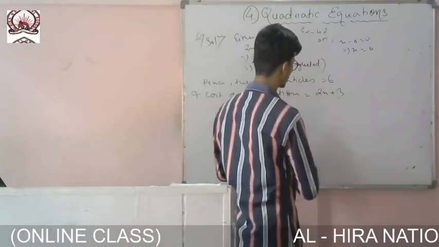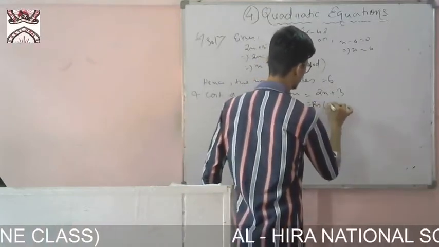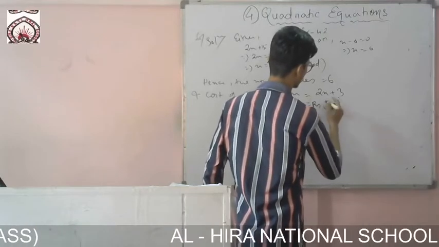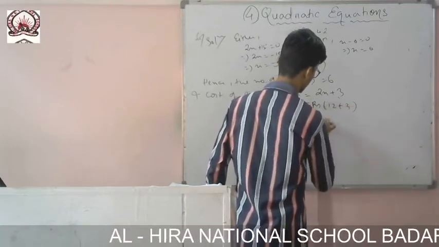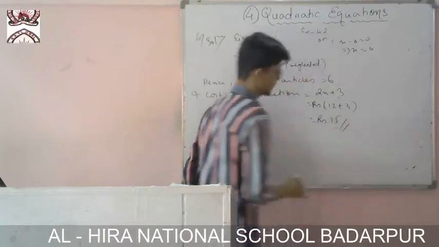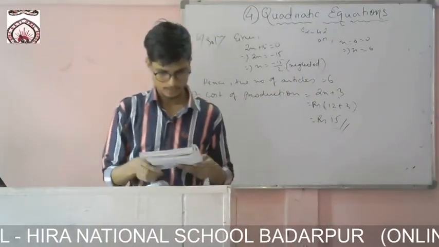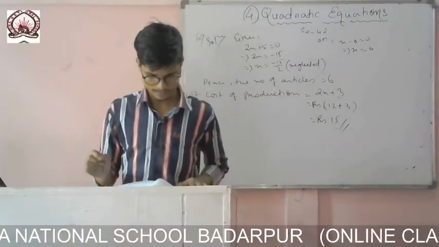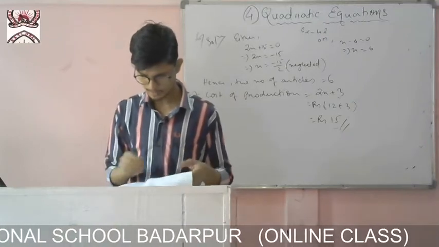Since it is cost, it will be in rupees. Cost of production, that means 12 plus 3, that is coming. So that is the cost of production. Now only one or two examples are left. We'll discuss these and this exercise will be over.